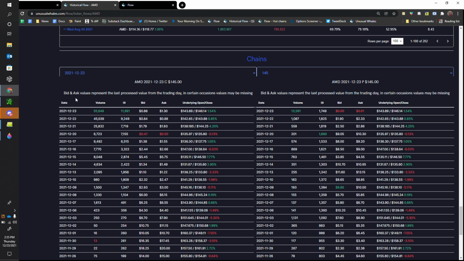So that's an easy way to do it so that you're not writing numbers down or trying to remember. I know it's a pain in the ass. That's a really easy way that I do it.